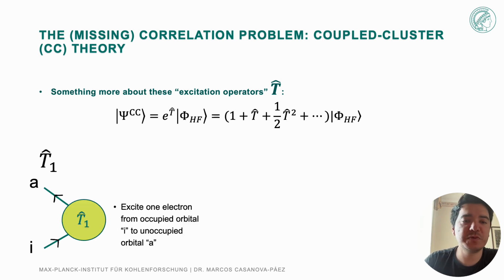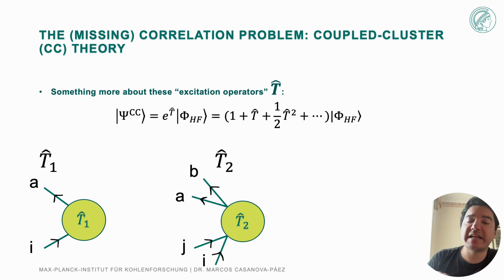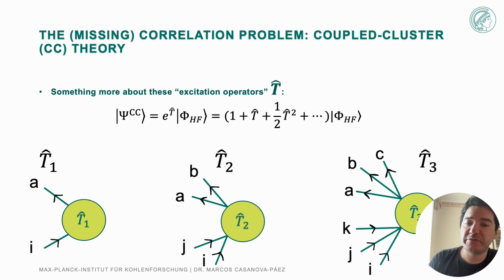It is possible to see these operators in diagrams. For example, here I have the T1 operator, and this is understood in the following way. You're going to excite one electron from the occupied orbital I, and you're going to put this electron into the virtual orbital A. You can repeat exactly the same, for example, with T2. This time, you take 2 electrons I and J, and you excite them into A and B. You can also use T3 when you excite 3 electrons, and so on.